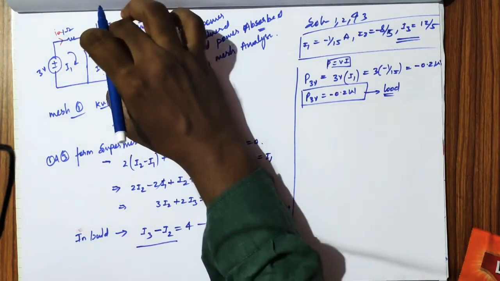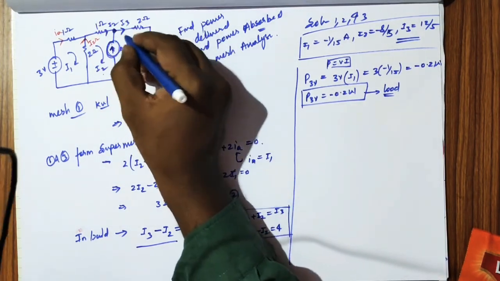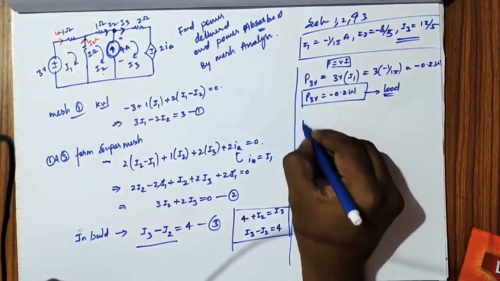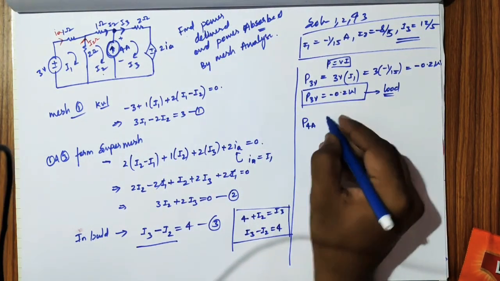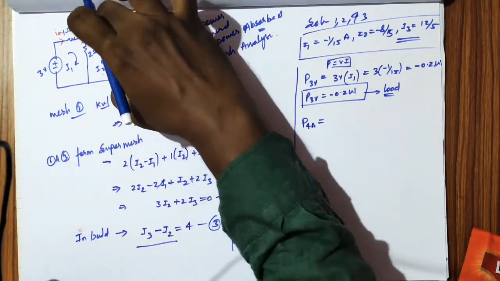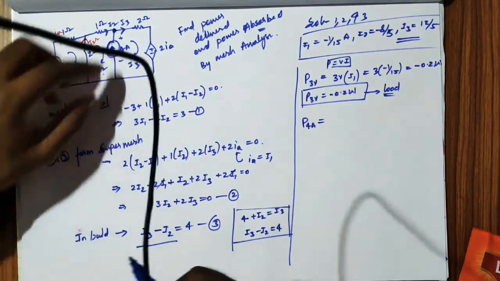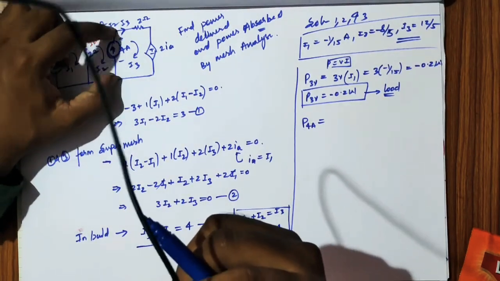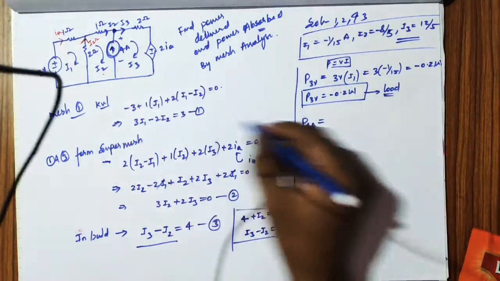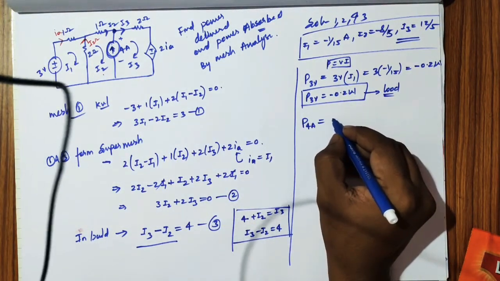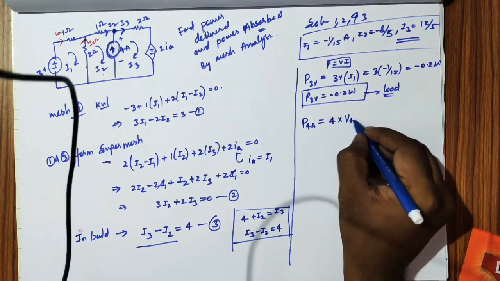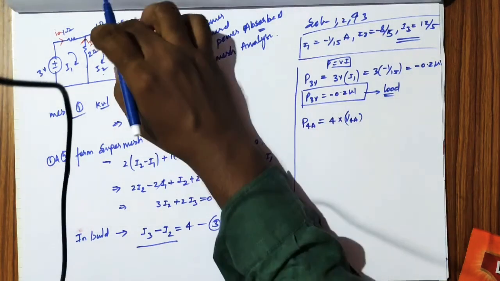So I'm taking this as a source, therefore we have to assume terminals like this. Okay, the power delivered by 4 amps is equal to, what is the voltage here? Voltage across this branch. If you want to find the voltage across this branch, you can find the voltage across these 2 branches also. So P is the 4 amps current into V 4 amp, the voltage across this branch.